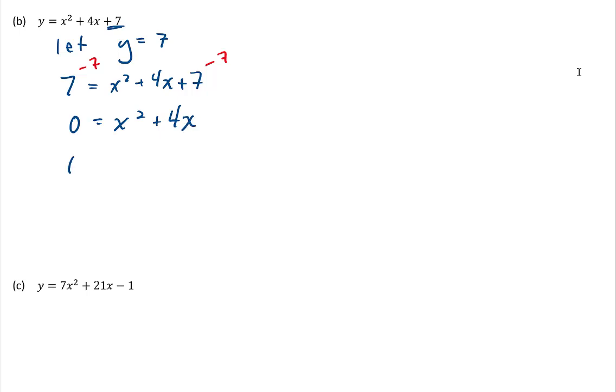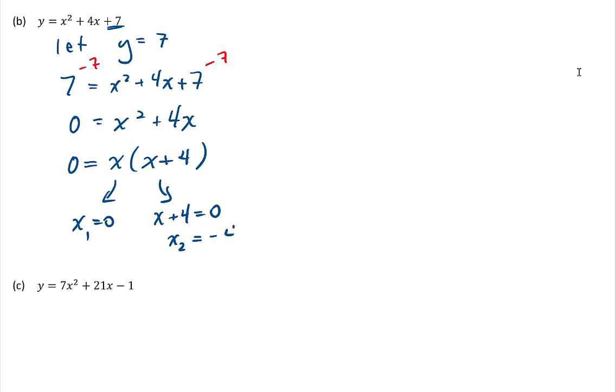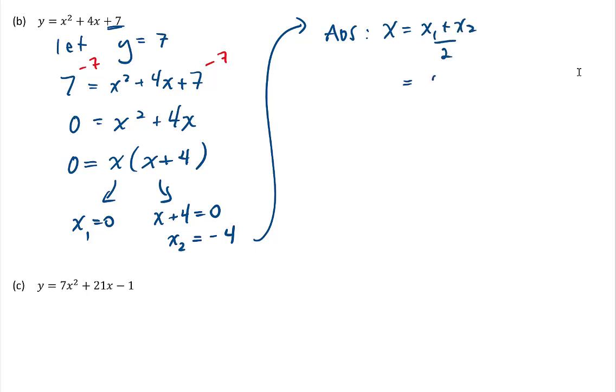Next step is to factor, and it's always going to be a common factor if you use the symmetry method. Find your roots. So this would be x equals 0. This would be x plus 4 equals 0, which means that x2 equals negative 4. Once I have my zeros, I can now get my axis of symmetry, which remember is x equals x1 plus x2 divided by 2, which is 0 plus negative 4 over 2, which equals negative 2.